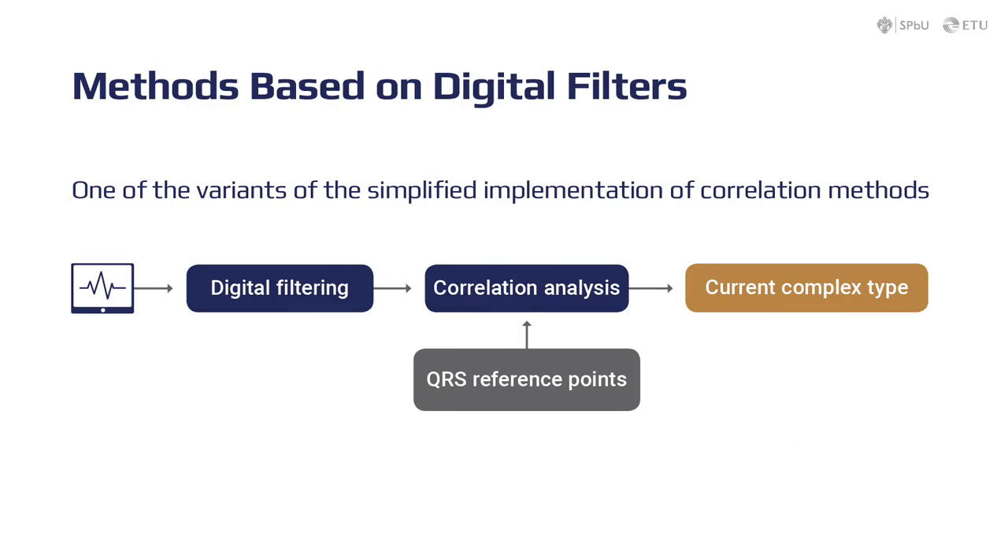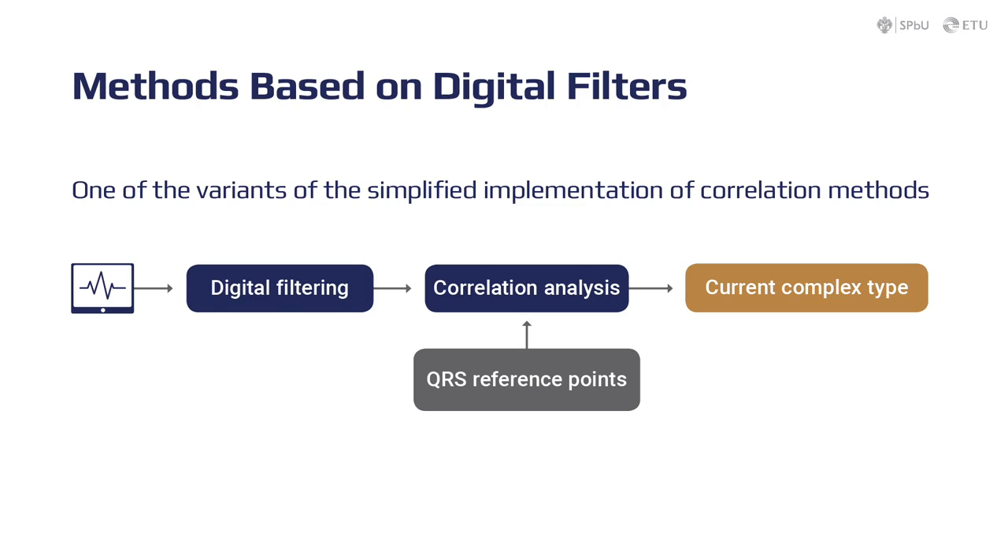The next type is based on digital filters. This approach can be considered as one of the variants of a simplified implementation of correlation methods. First, the signal passes through a digital filter or several filters with a frequency response corresponding to the QRS complex spectrum, obtained by averaging the spectral estimates for a large number of complexes of different morphologies. This is similar to the correlation function between the signal and some standard ventricular complex with a shape corresponding to the impulse response of the applied digital filter.